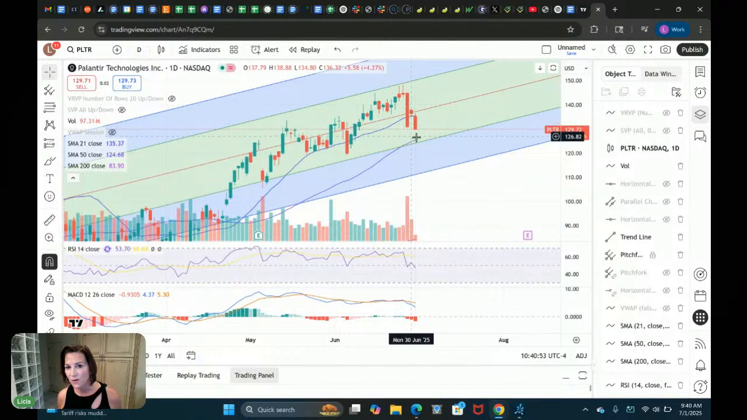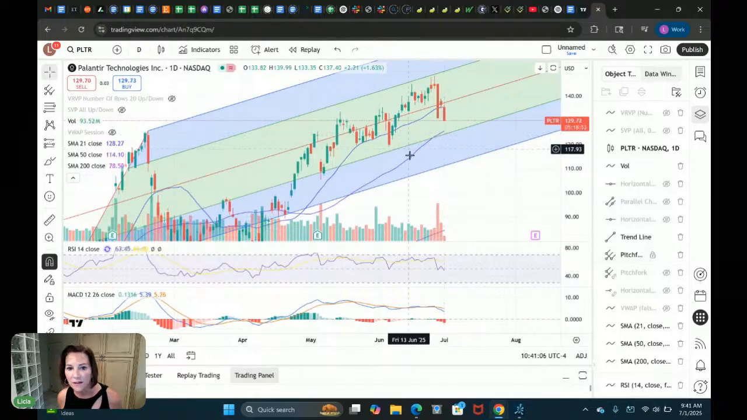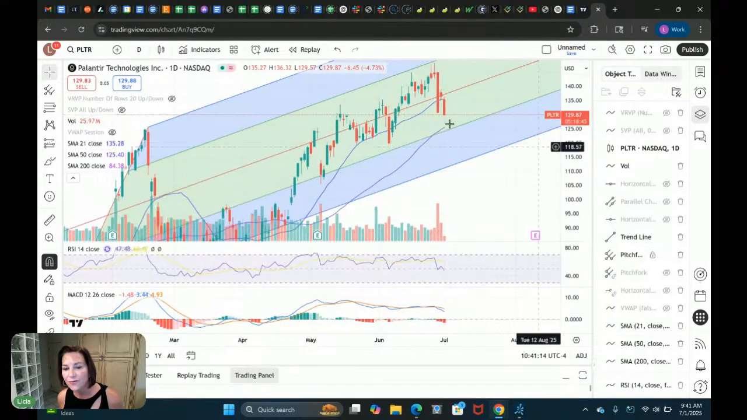Well, this is why we wait for confirmation. It didn't happen. Now we're making new lows. But guess what? You cleared those lows. You now have a trading opportunity to trade PLTR down to 124.5 or this 50-day at 125.40. That's still $4.50, $4.40. That's a nice put trade for a couple days, right?